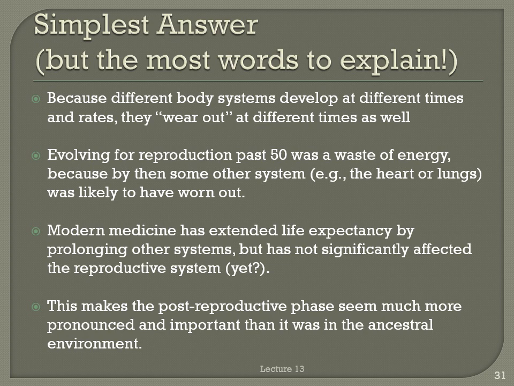In our current environment, however, modern medicine has extended life expectancy by prolonging and repairing those other systems. Medicine can't yet significantly affect the reproductive system. It still wears out at the age evolved in the ancestral environment, while the rest of the body is artificially extended to last much longer. This makes the post-reproductive phase seem much more pronounced and important than it actually was in the ancestral environment.